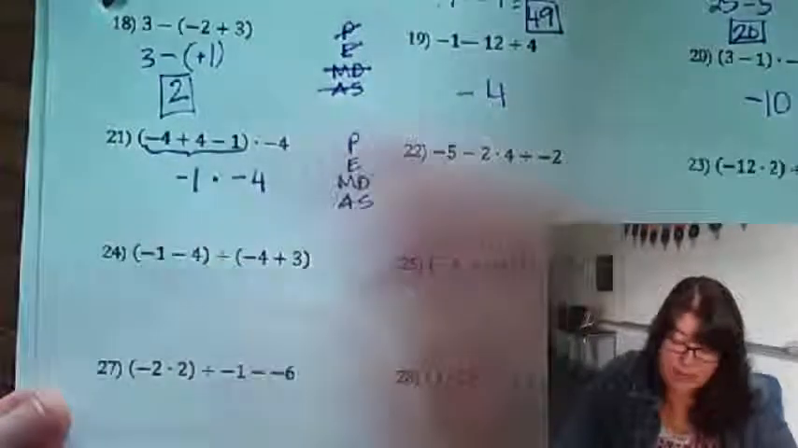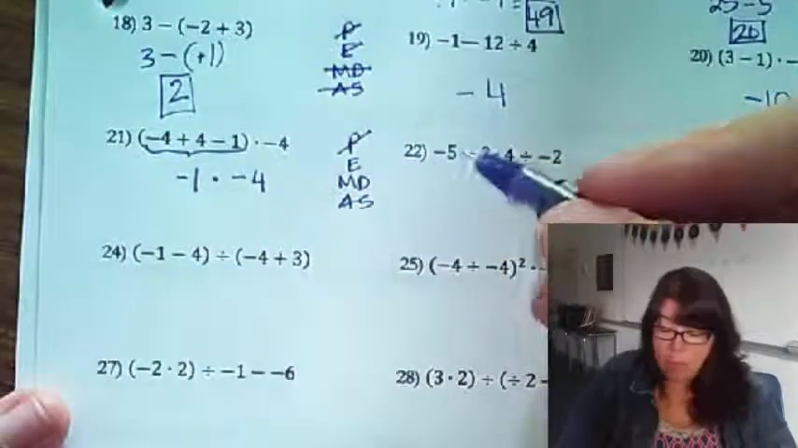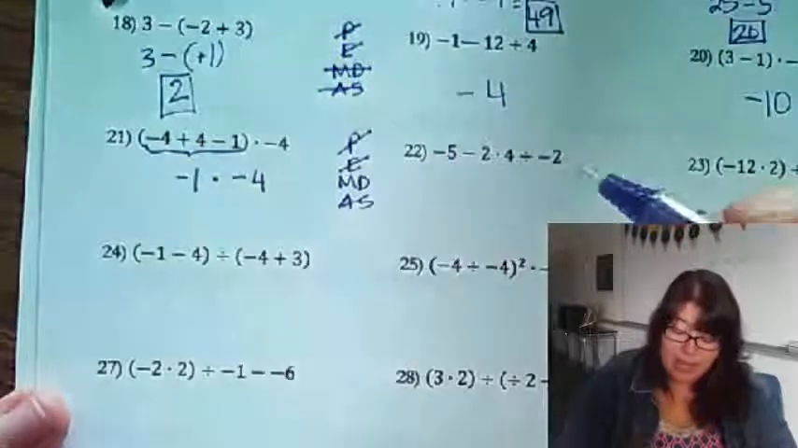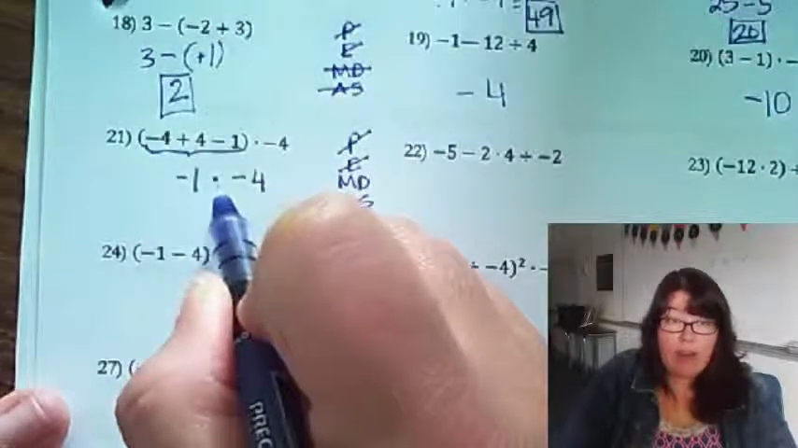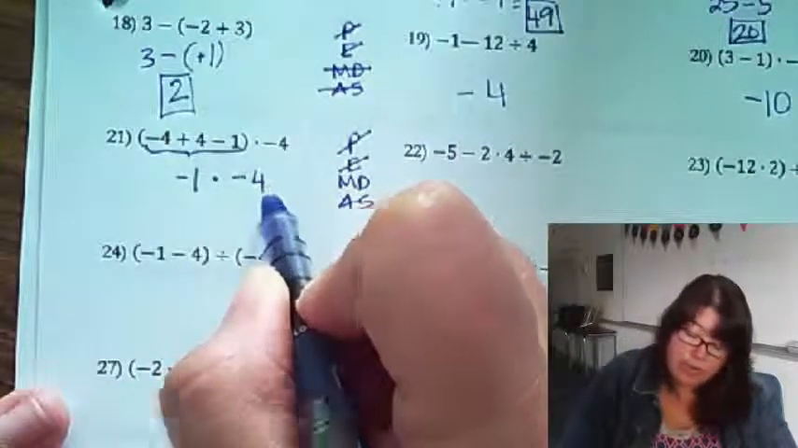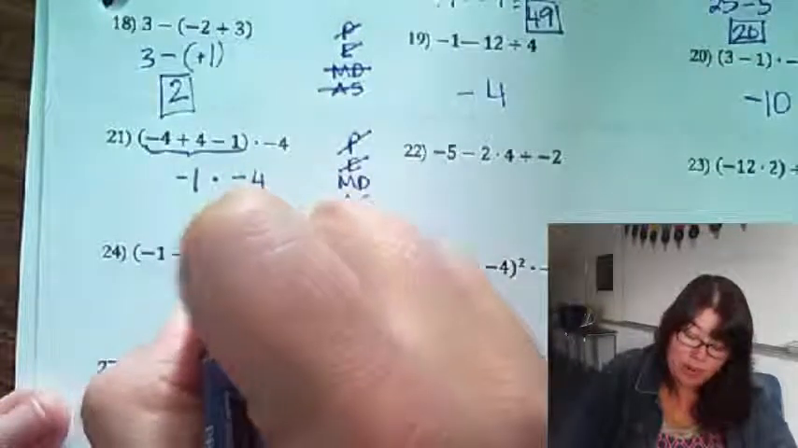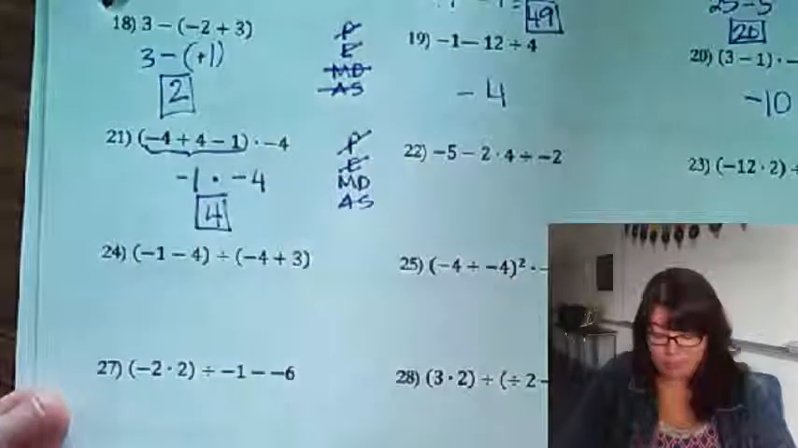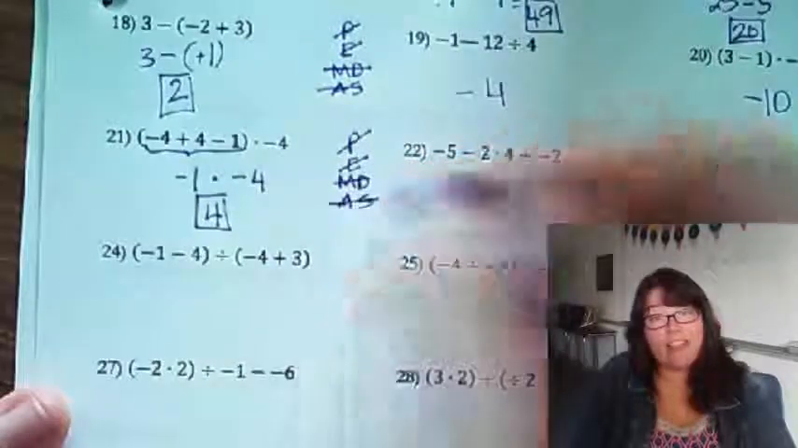So parentheses are gone. Any exponents? Nope, I'm good. Any multiplying and dividing? Yes. So I'm going to go left to right, multiply these two together. -1 times -4 is +4, and I'm done. No need to worry about addition and subtraction.